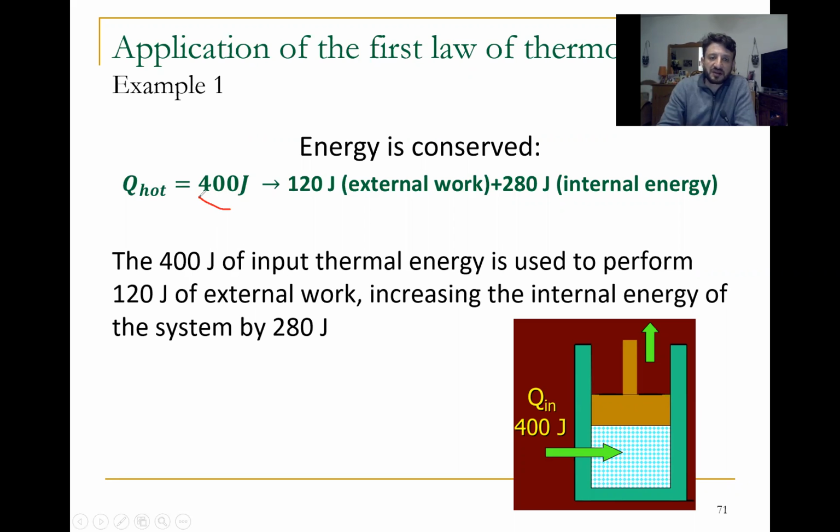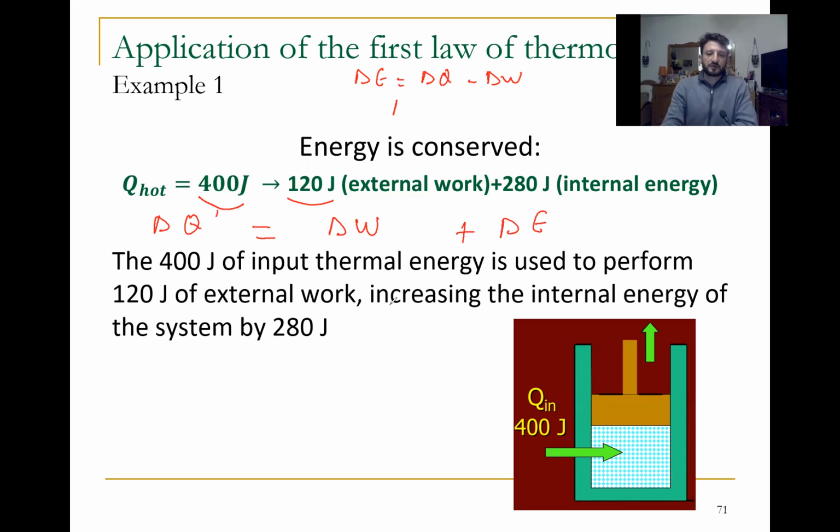Q hot added to the system, we have 120 joule consumed as work plus 280 joule consumed as internal energy. So the energy added to the system equals the energy consumed by the system. Delta E equals delta Q minus d omega. So dQ equals d omega plus dE: the summation of the energy consumed by the work and the energy consumed by the internal energy.